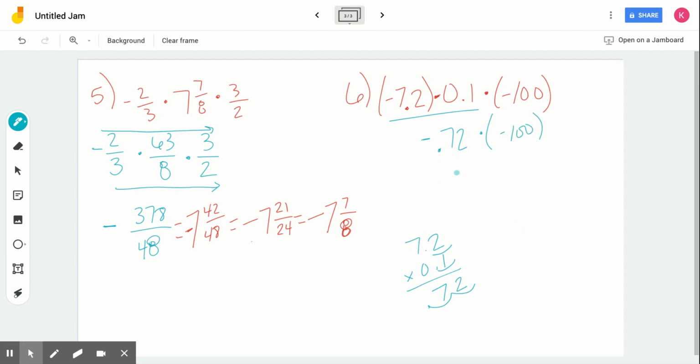Negative times a negative is a positive, and we have 100 times 0.72. The number with more digits has to go on top. 0 times 2, 0 times 2, 1 times 2. 0 for a placeholder, 0 times 7, 0 times 7, and 1 times 7. We can add those columns, count our decimal point out and back in, and again a negative times a negative is a positive, so our final answer for number 6 would be positive 72.